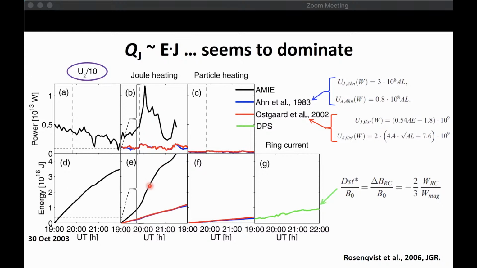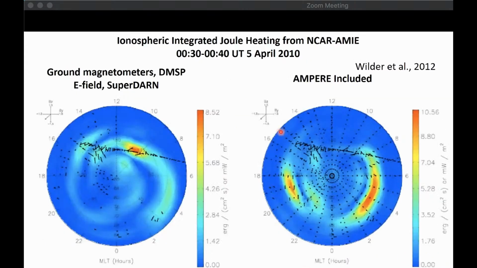If you integrate all of that, then this is what you get in terms of the Joule heating versus the other estimates. So the AMIE estimate is actually quite a bit larger, and it's larger than the estimates for the ring current at that time. So those are examples of estimates that were done. Problem is, we know that AMIE had, at that time, a long way to go.